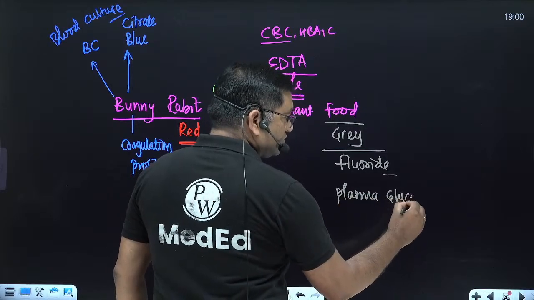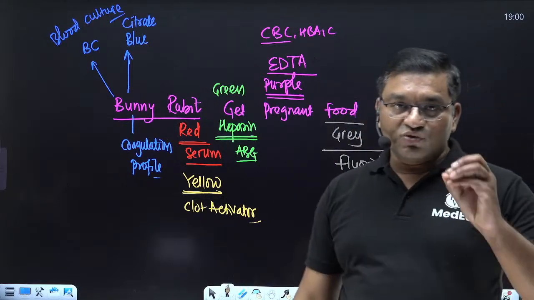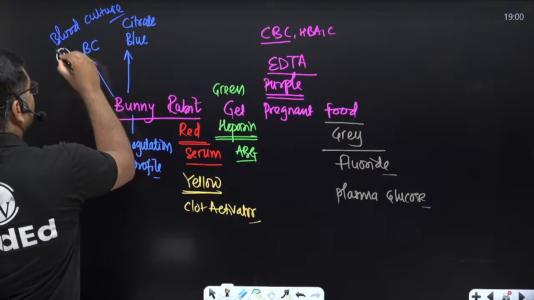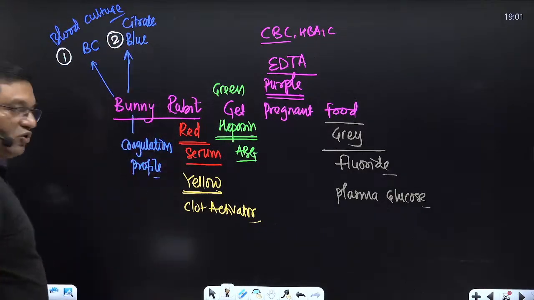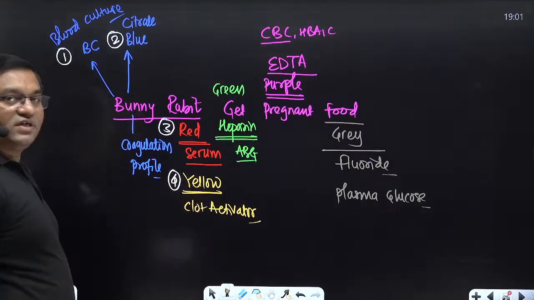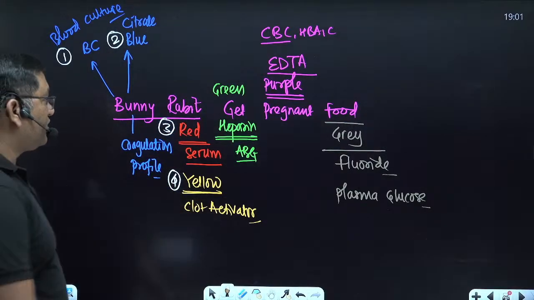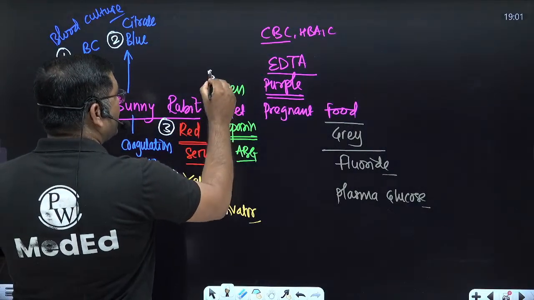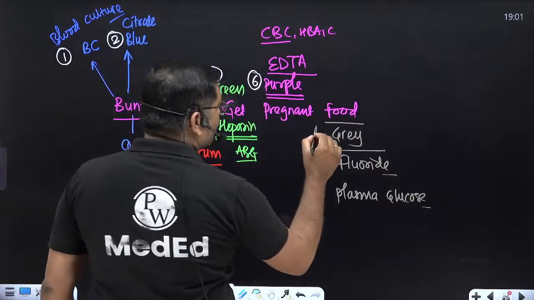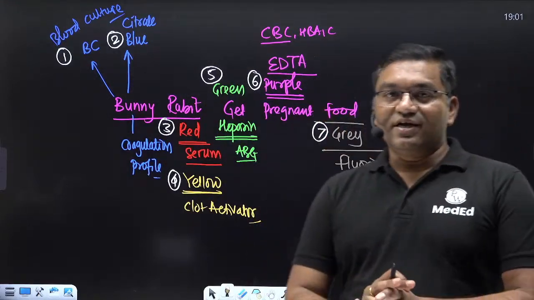Plasma glucose estimation. So this is the practical aspect of this collection tube. Remember this sequence. Blood culture bottle first, second citrate for the coagulation profile, third is the red, fourth is the yellow with clot activator, same as red and yellow. This is the red tube, this is the yellow tube with the clot activator. Fifth one is the heparin bulb, that is green cap. Then sixth one is the purple EDTA tube, and seventh one is the gray tube, fluoride bulb. So this is the order of draw while collecting the blood sample.